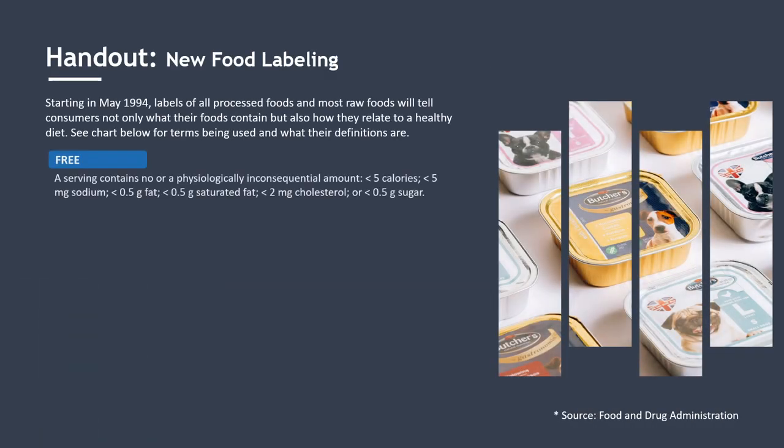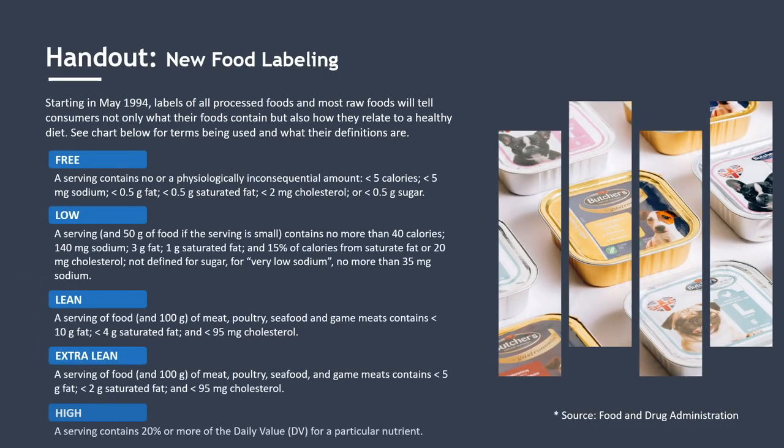Handout: New Food Labeling. Starting in May of 1994, labels of all processed foods and most raw foods will tell consumers not only what their foods contain, but also how they relate to a healthy diet. See the chart below for terms being used and what their definitions are.